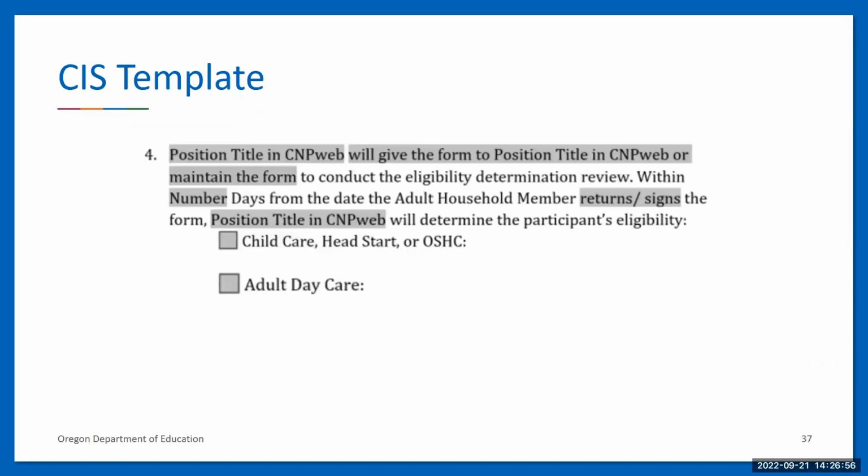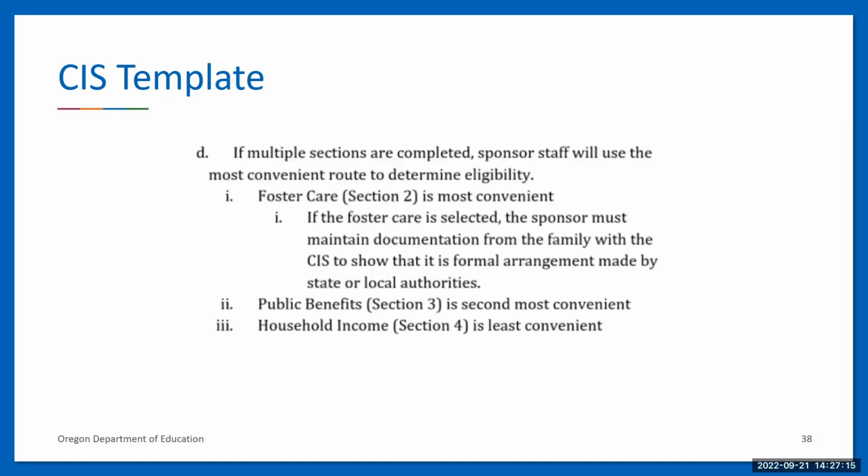With step 4, the staff position responsible for making the eligibility determination is named, as well as the time frame for making the determination. Once again, there's a section for child care centers and adult daycares. This step describes how the eligibility official will make their determinations of participant eligibility. Included in Part D of this step is a scale of convenience if multiple qualification sections are completed.